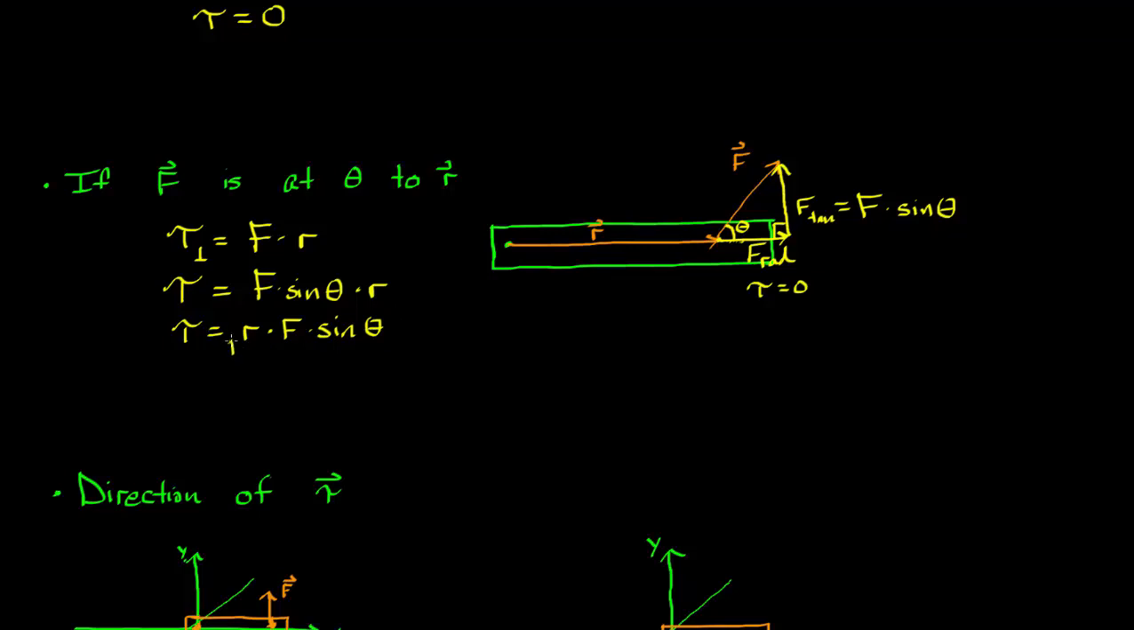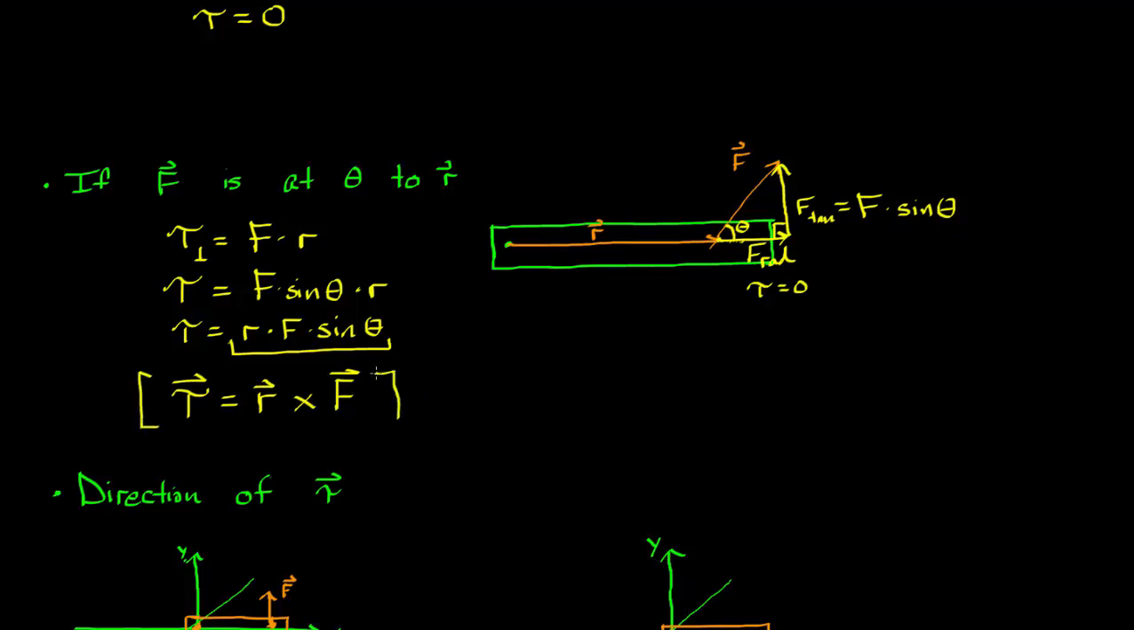However, this quantity here has a special name. This is magnitude, by the way. So if we want to actually deal with vectors, we need to convert this into a cross product. So that's R cross F. And these are vectors. And this is our definition of torque.